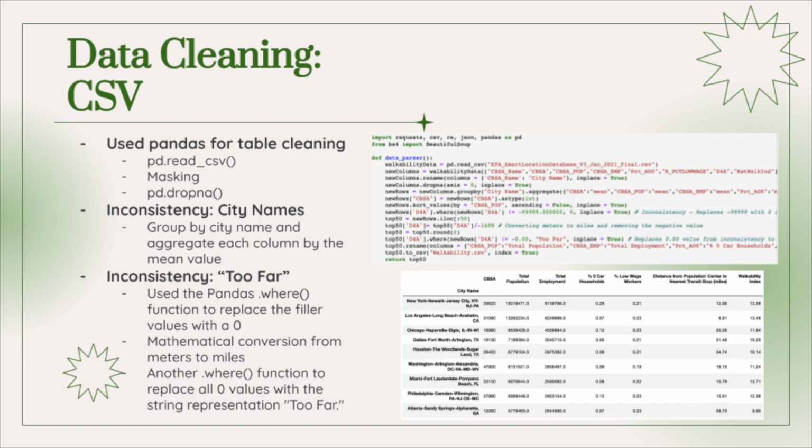We corrected another inconsistency in the column titled D4A, indicating the number of miles from a population center to the nearest transit stop. We used the pandas.where function to replace the filler value negative 99,999 with the string representation "too far". Correcting this inconsistency allows for us to see a general "too far" value for cities that do not have easy access to public transportation as opposed to cities that do. We also sorted by the descending population and indexed the first 50 values.